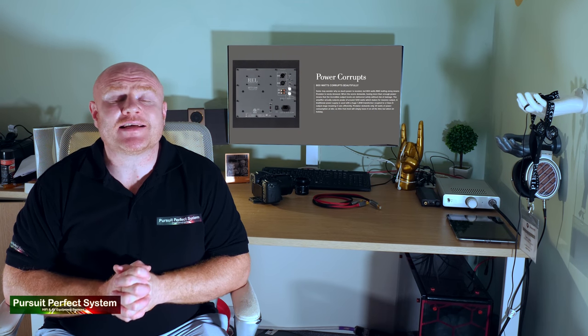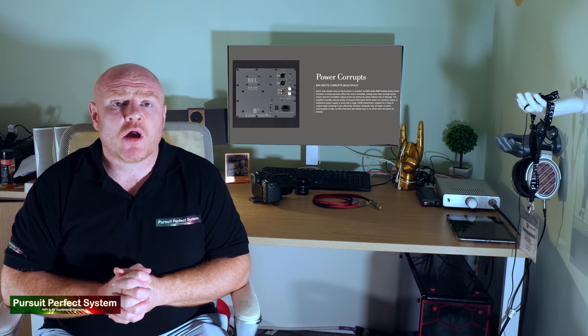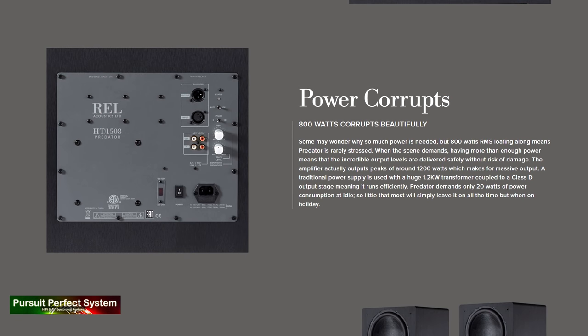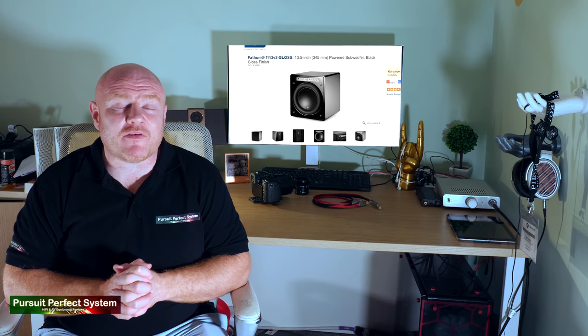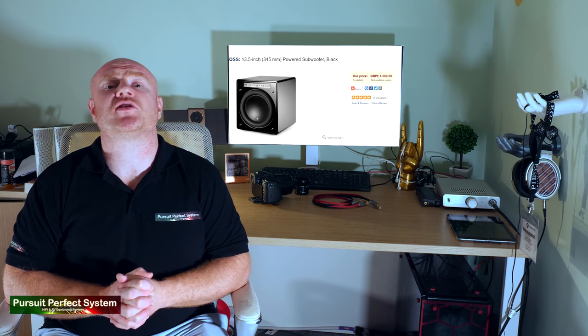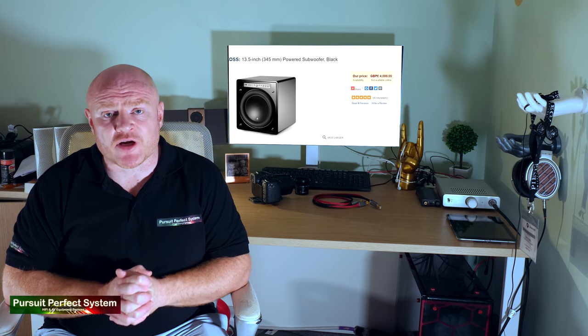The amplifier, the 800 watt amplifier, is a Class D design, but REL say they use a traditional power supply with it. By traditional, I assume they mean toroidal transformer based power supply, in which case the 1.2 kilowatts of power supply that they use is a pretty massive thing. And I can only think of one other range of subwoofers that use this type of power supply, and they cost at least three times what the REL do, and I think that's really, really interesting.